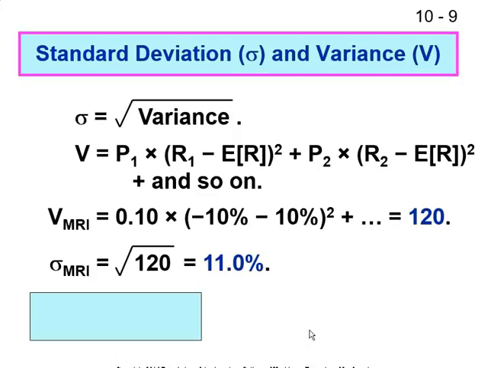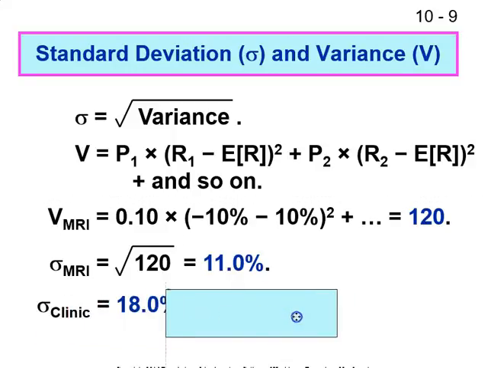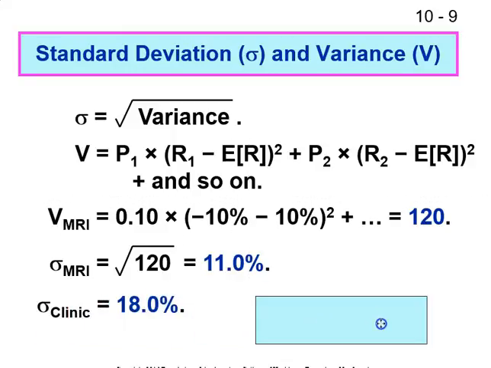Well, hopefully you've paused that video and worked through the calculations for the standard deviation and the variance for the clinic. Let's do the reveal here. The reveal is 18%. Standard deviation is 18%. You didn't get that? Well, all right, let's take a look on the next slide at how we did that.